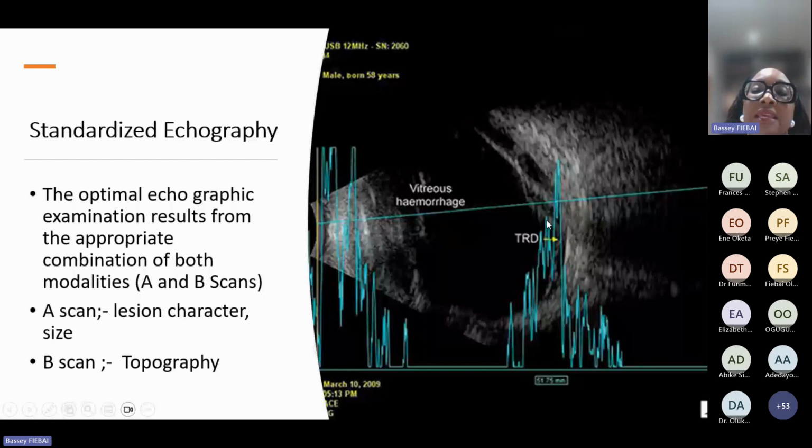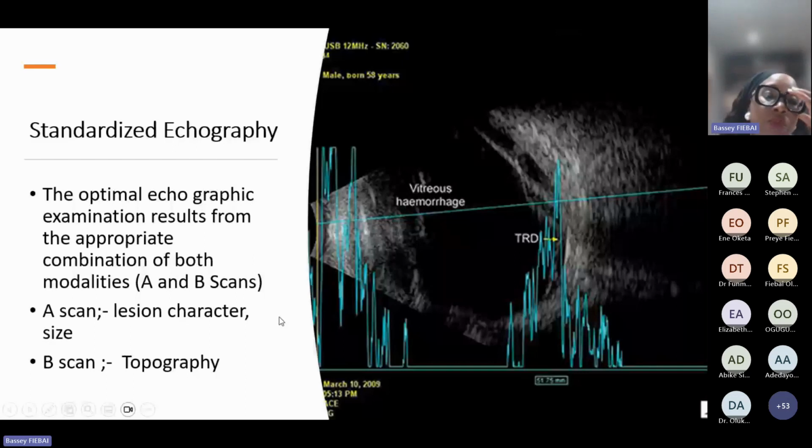So if you don't have this A scan superimposed on it, it will be difficult for you to make out. For instance, if you have a membrane, you want to know if it's a posterior vitreous detachment or a retinal detachment. The A scan spike will help you to assess that better.